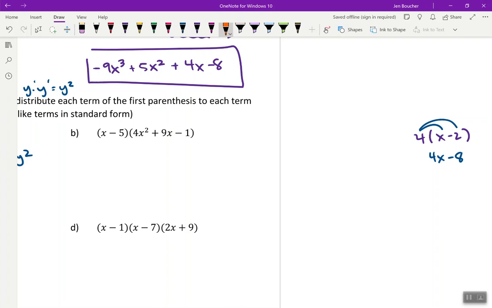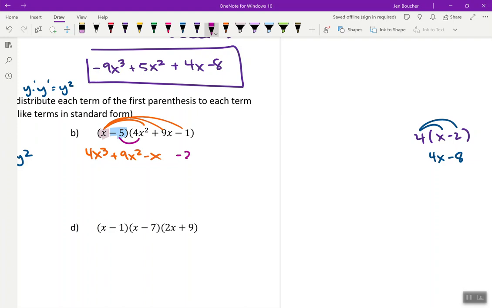So if I did that, I'm going to distribute the x first, and then I'll distribute the -5 next. So let's go. x times 4x squared would be 4x cubed. x times a 9x would be a 9x squared. And then x times a -1 is a -x. And then keep going. So -5 times 4 is a -20x squared.